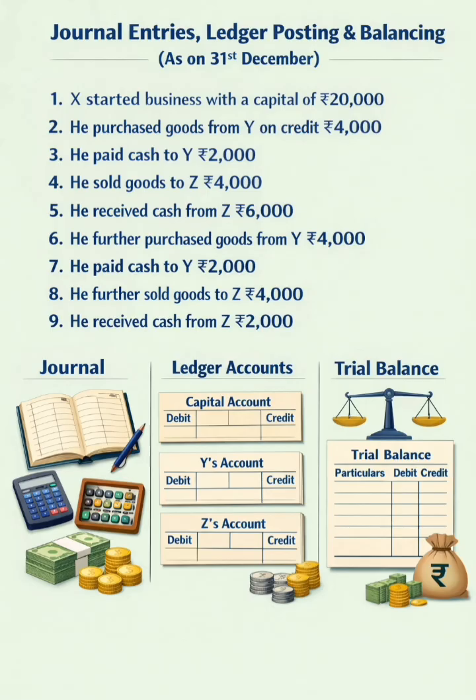4. He sold goods to Z 4,000 rupees. 5. He received cash from Z 6,000 rupees. 6. He further purchased goods from Y 4,000 rupees. 7. He paid cash to Y 2,000 rupees. 8. He further sold goods to Z 4,000 rupees. 9. He received cash from Z 2,000 rupees.